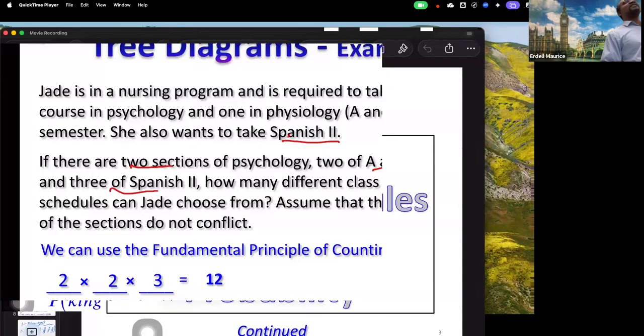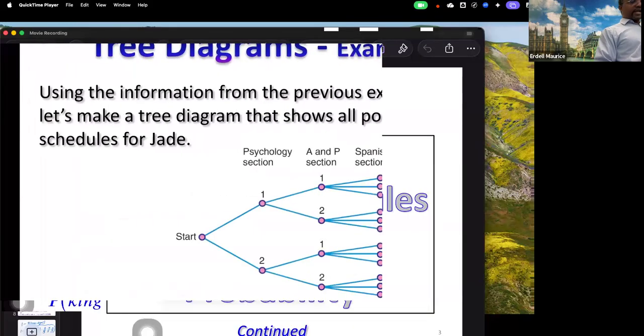You can figure it out. A different way to represent this is through a tree. Now again, if I take a tree right here, you have your starting node. And then what happens is psychology, there are 2 sections. And so from your starting nodes, you can either select section 1 or section 2, yes?